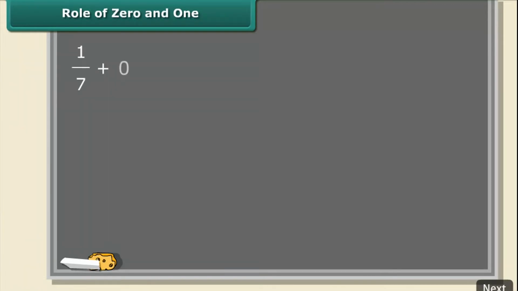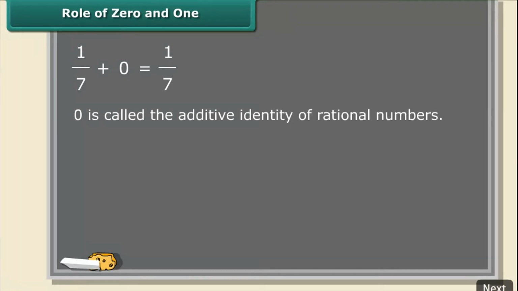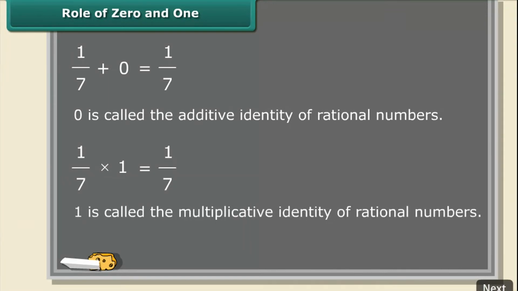Here we have added a 0 to a rational number. What did you notice? When we add 0 to a rational number, the sum is always again rational number. For this reason, 0 is called the additive identity of rational numbers. Now check it out, the multiplication of a rational number with 1. What did you observe? When we multiply a rational number with 1, the product is always again that rational number. For this reason, 1 is called the multiplicative identity of rational numbers.